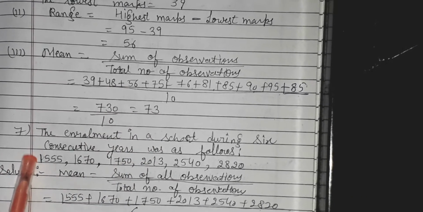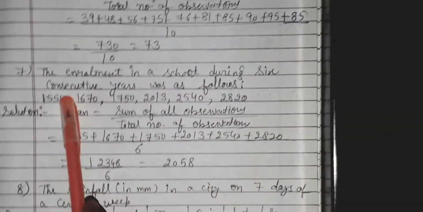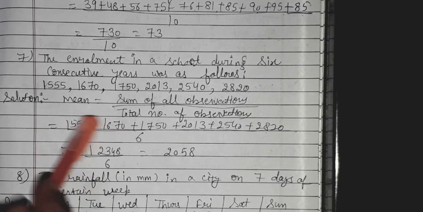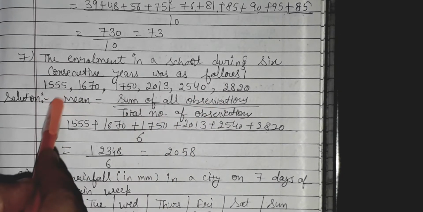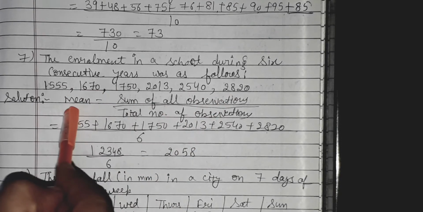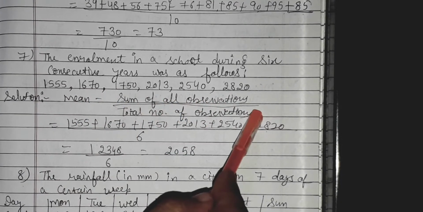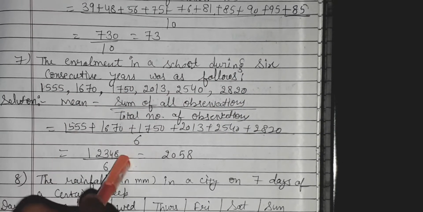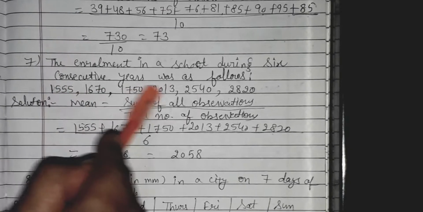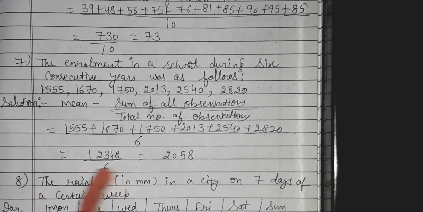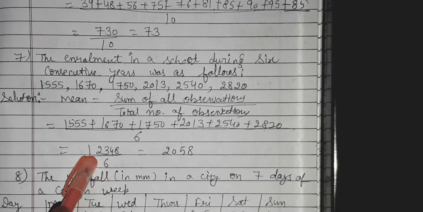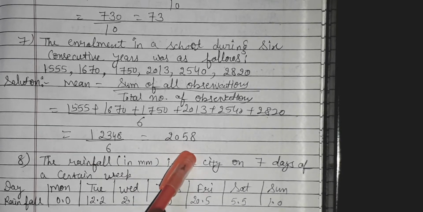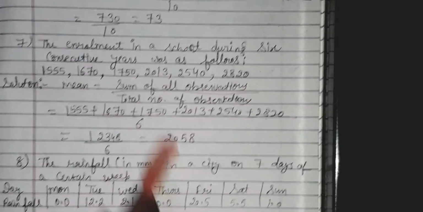Question number 7: the enrollment in a school during 6 consecutive years was as follows. The admissions for 6 consecutive years are given. You have to find the mean, which means sum of all observations upon total number of observations. You have to add all these numbers, and upon how many numbers, 1 2 3 4 5 6. I will write here 6, then I will add all these numbers. The answer will be 12,348 and I will divide by 6. The answer is 2058. It means the mean value of all these 6 years is 2058.